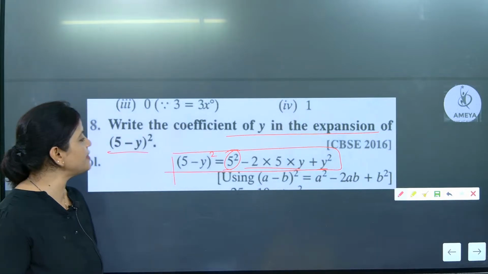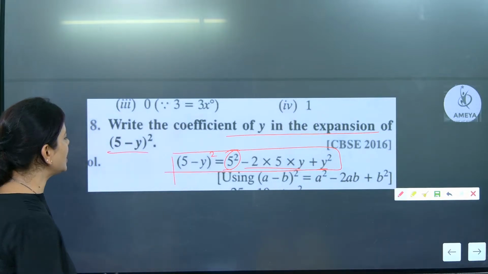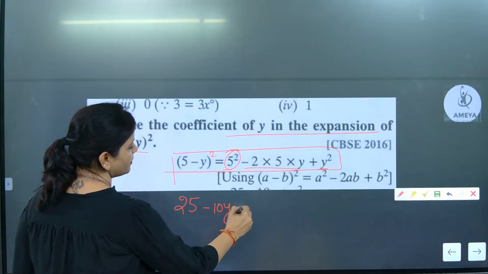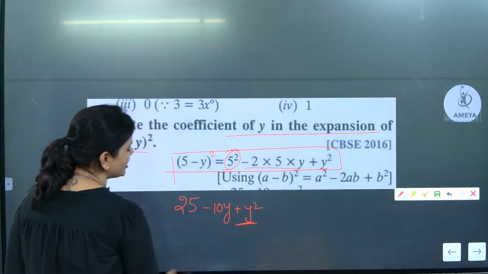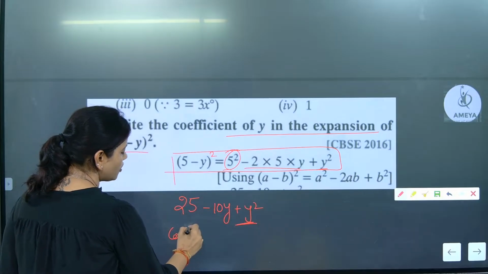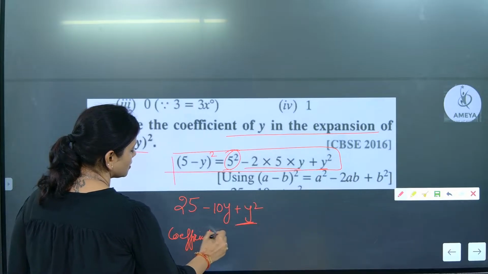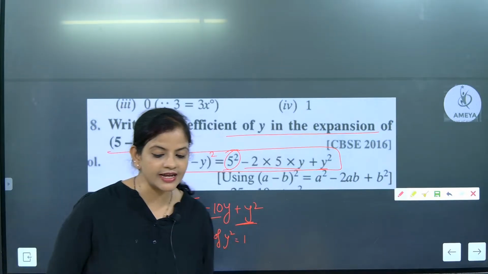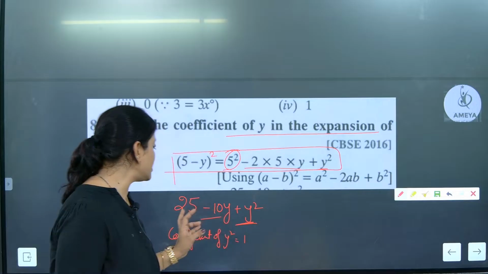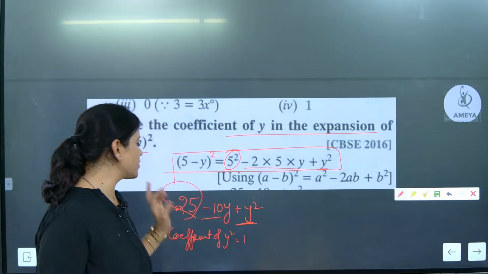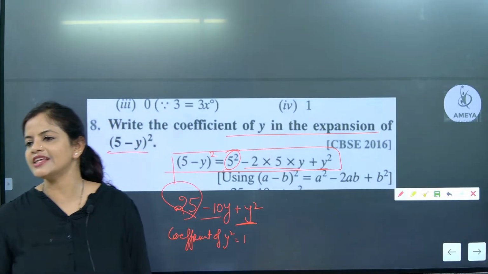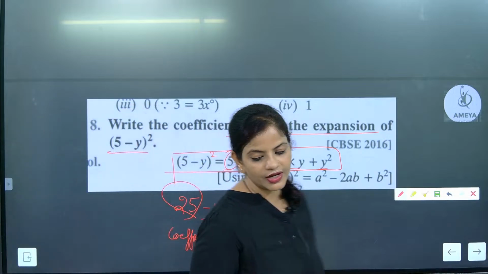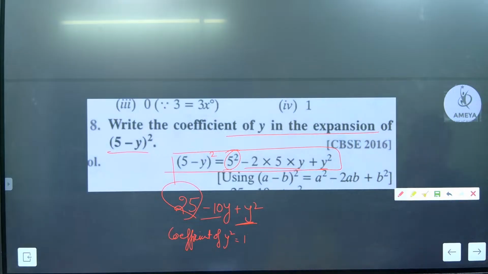Now children, can you tell me this answer? See, the answer coming here is 25 minus 10y plus y square. What is the coefficient of y square? 1. The coefficient of y square is 1. The coefficient of y is minus 10. And this is a constant term, and the answer is 25. Did you get my point? So the degree 0 term has 25. I hope everybody understood. Come on, start answering the question.